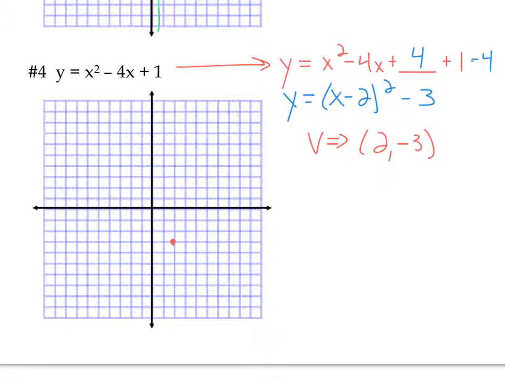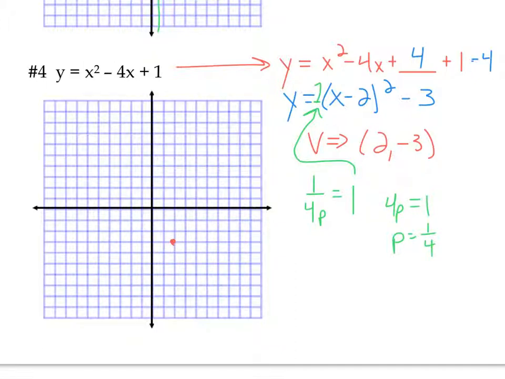All right. Now we want to find the p-value, because to get the directrix and focus, we need the p-value. So we're going to have 1 over 4p equals 1. Where did I get that 1 from? This 1 comes from right here. There's a 1 there that we don't have to have written. So 1 over 4p equals that number in front of the x squared. So 4p equals 1, which means p equals 1/4.